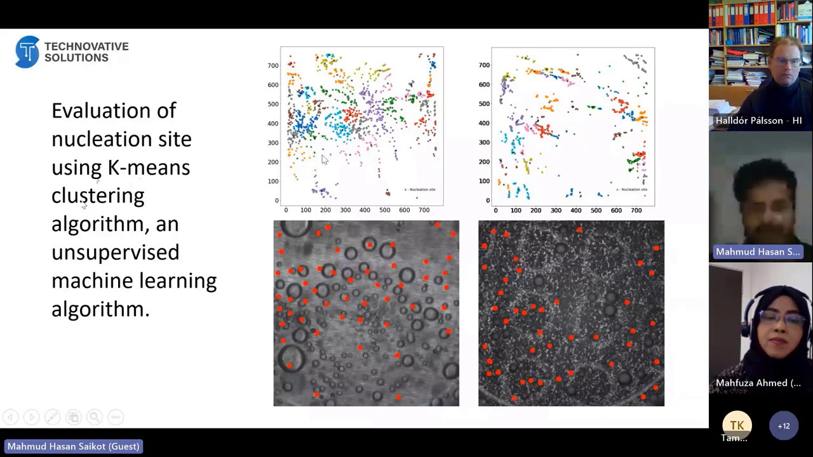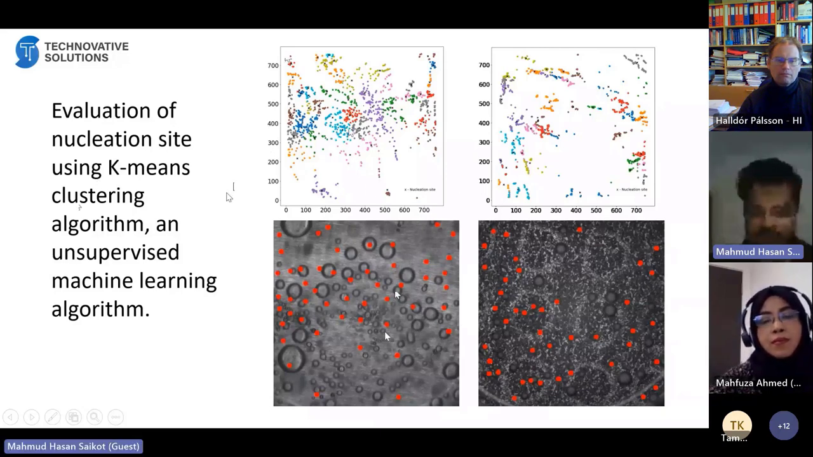So we take different numbers of nucleation sites and then run our algorithm through it and see which one gives us the most accurate result. And that's how we estimate the number of nucleation sites from our algorithm.